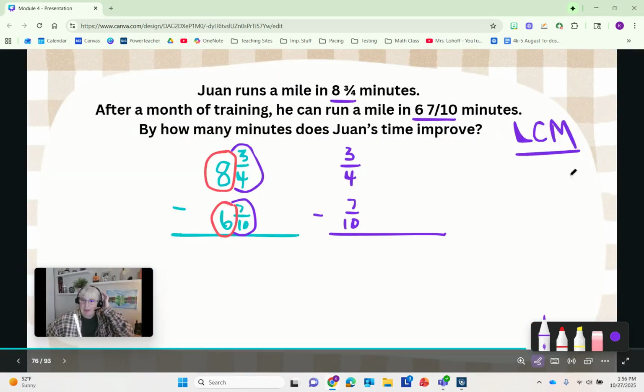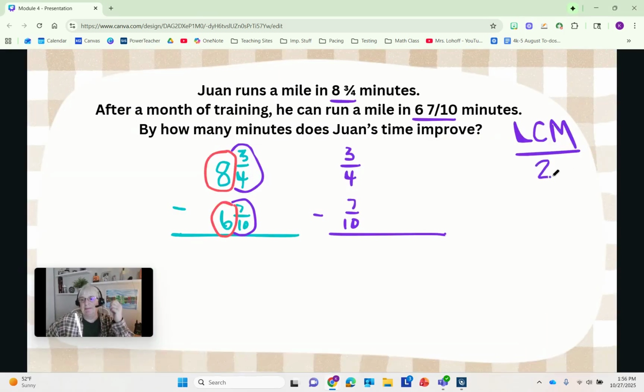Okay, so our least common multiple was 20. So we're going to change these fractions to have the denominator of 20. And then we'll see if we can subtract them or if we need to do some renaming. To go from 4 to 20, we multiply times 5. Whatever I do to one part of a fraction, I need to do the same thing to the other part of the fraction. 3 times 5 is 15.